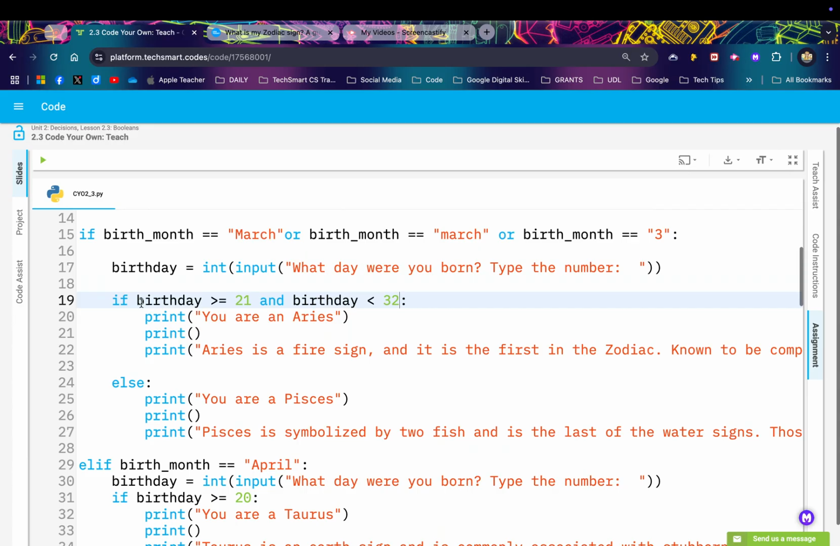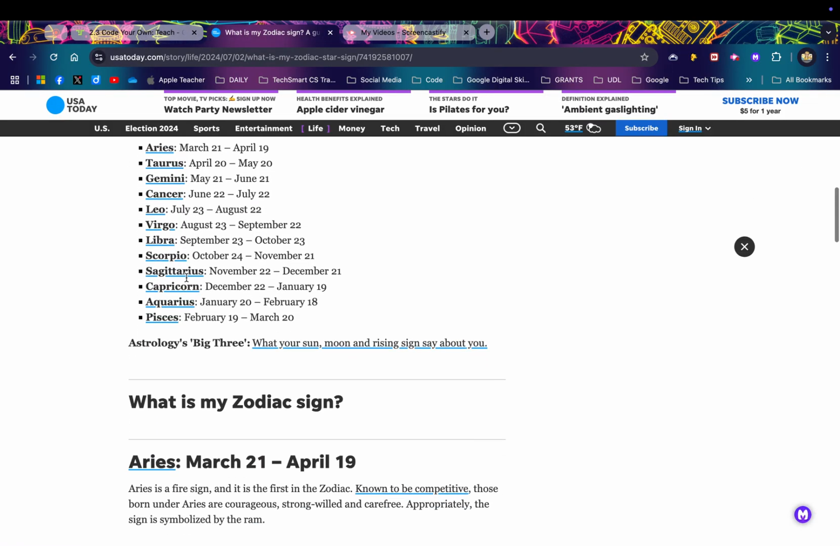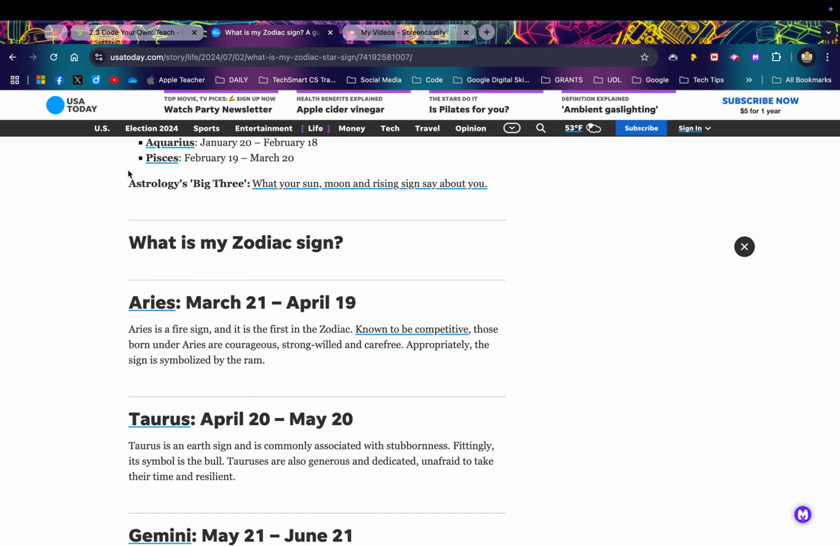Okay. So here's what I did. I knew that if they were born in March and they were born on or after the 21st, they were an Aries. So I chose to print you were an Aries. And then I printed a blank. And then I went out here on the internet and I copied information about Aries. I just copied it right here. I happen to be using USA Today. You use whatever you can get to, whatever you can find. I do not expect you to have to make up all the answers for these zodiacs. Go borrow some information from the internet.